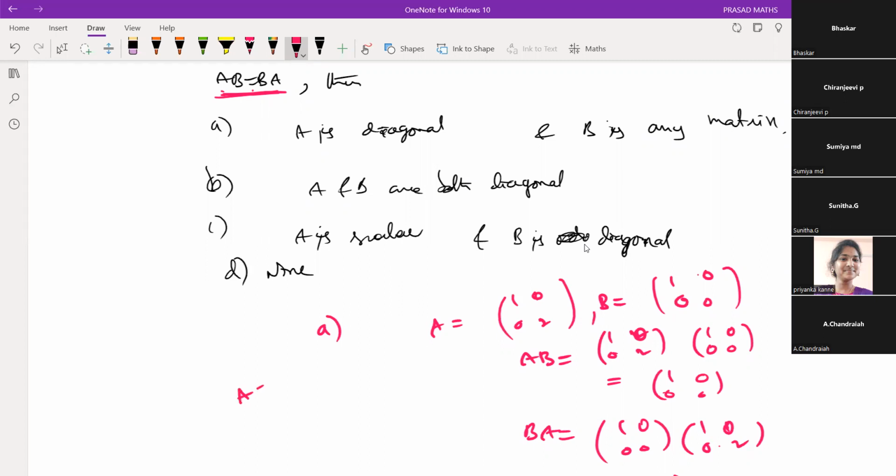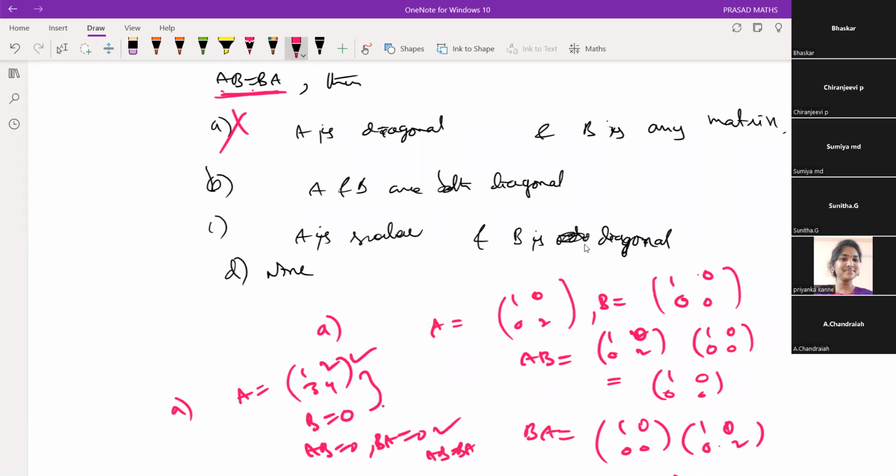Matrix multiplication is not commutative in general. Suppose I take B equals the 0 matrix. A times B, what comes? 0. B times A, what comes? 0, right? Then does A have to be diagonal? Yes or no? No, sir. So this answer is not correct. So what is the idea? You can take A equals 1 2 3 4, B equals 0. So AB is 0, BA is also 0. Therefore they are commutative. But A is not a diagonal matrix.